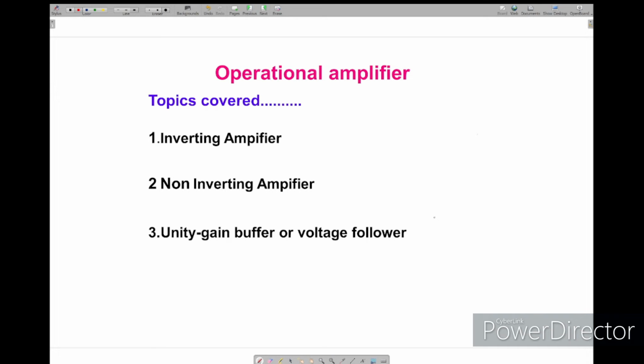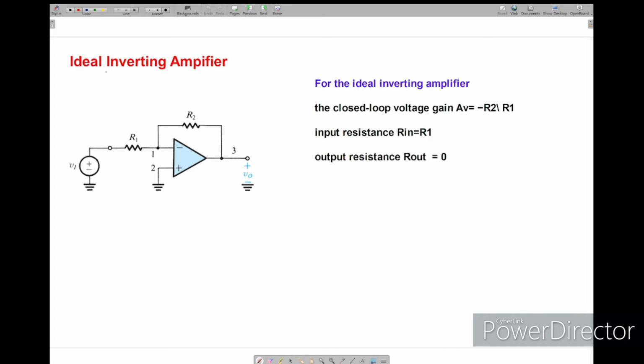This is Naresh. Today's session we will talk about inverting amplifier, non-inverting amplifier and unity gain buffer or voltage follower. We'll see all these topics in detail. First we'll start with inverting amplifier.